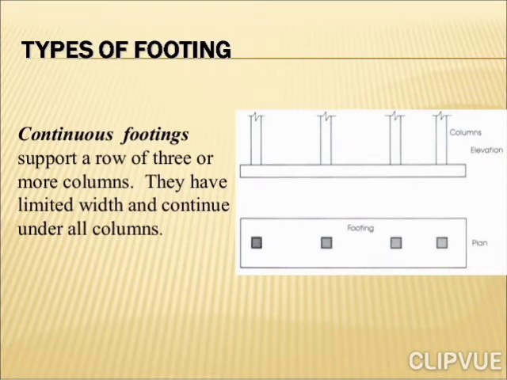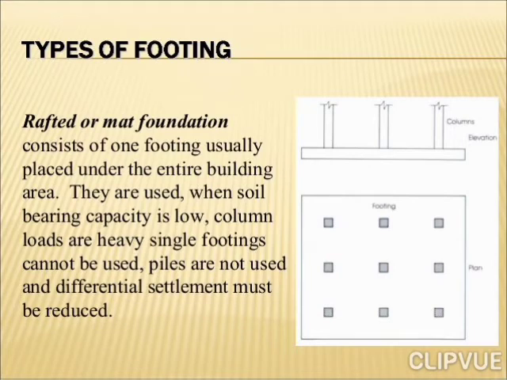Continuous footings. These support a row of three or more columns. They have limited width and continue under all columns. Rafted or mat foundation. These consist of one footing usually placed under the entire building area. They are used when soil bearing capacity is low, column loads are heavy and single footings cannot be used, piles are not used, and differential settlement must be reduced.